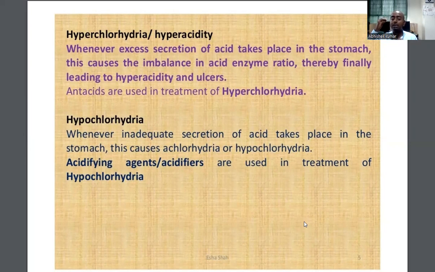So the acidifying agent activates the acid secretion in the body, or acidifiers are compounds which activate or acidify a particular gland so that it can secrete a proper amount of acid needed for a metabolic process.